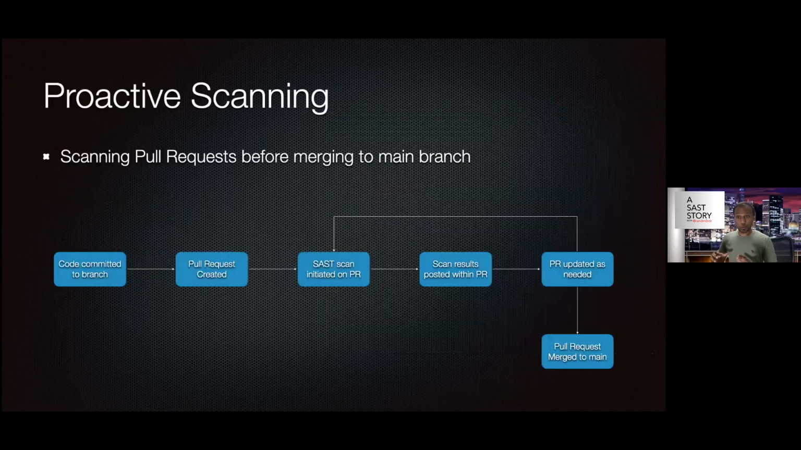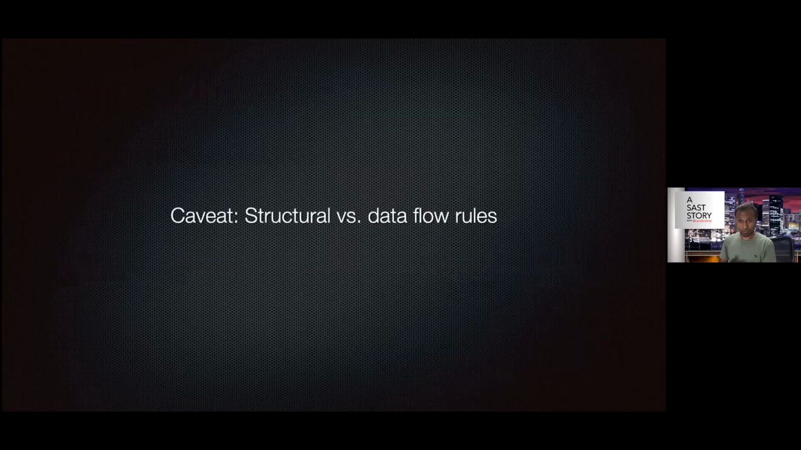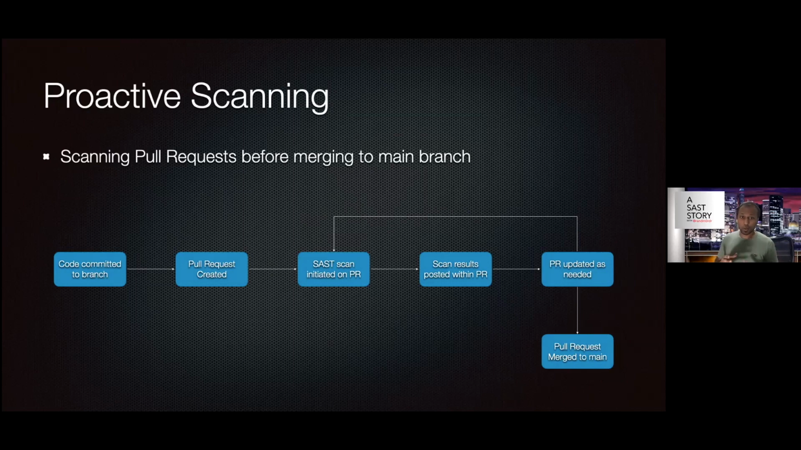So now let's see how proactive scanning changes that pipeline that we were talking about. As usual, developers are going to commit code to a branch and create the pull request. But as soon as the pull request is created, you have a static scan running on it. And now you have the results from the pull request, which means it's still in the context of the developer itself. They can change the pull request immediately with the fix.